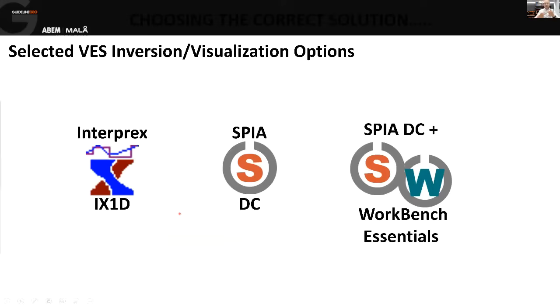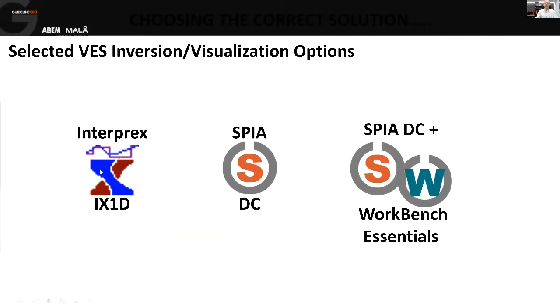So that's all about field work so far. We've done theory, field work. Let's just talk a little bit about processing the data. So I thought I'd just talk about the software that I've experienced during my time in Guideline Geo. And there have been three software options really that we've used.